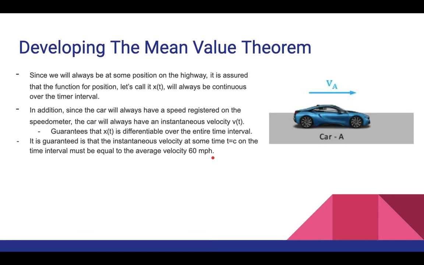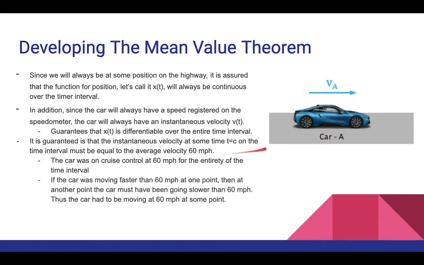Why is this so? Let's take a look at some different cases. If the car is on cruise control at 60 miles per hour for the entirety of the time interval, that means its instantaneous velocity was always 60 miles per hour. But what if this wasn't the case? What if the car was first moving faster than 60 miles per hour, and then at some point decided to move slower than 60 miles per hour? Well, if the car is moving faster than 60 miles per hour at one point, then that guarantees that at another point the car is going slower than 60 miles per hour. That guarantees that the car had to be moving 60 miles per hour at some point.